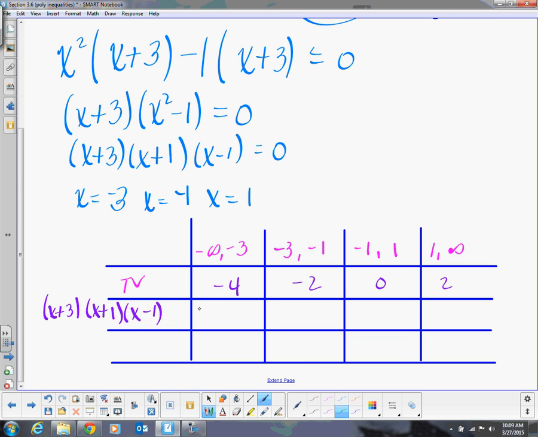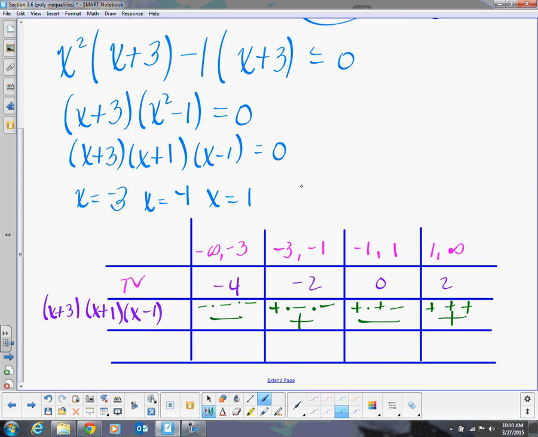Negative 4 plus 3 is negative, negative 4 plus 1 is negative, negative 4 minus 1 is negative. 3 negatives make a negative. Negative 2 plus 3 is positive, negative 2 plus 1 is negative, negative 2 minus 1 is negative. What do we have? Positive. 0 plus 3, 0 plus 1, 0 minus 1: positive, negative, negative. 2 plus 3, 2 plus 1, 2 minus 1: positive. Okay, what did we say we needed?